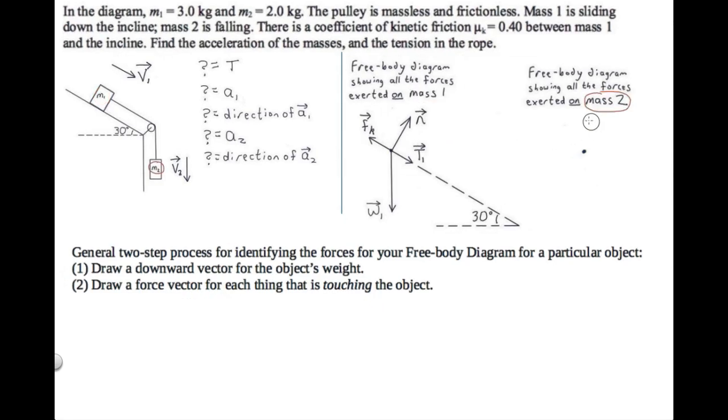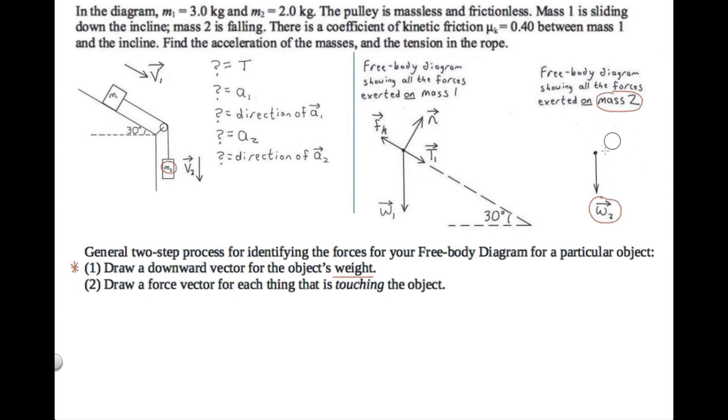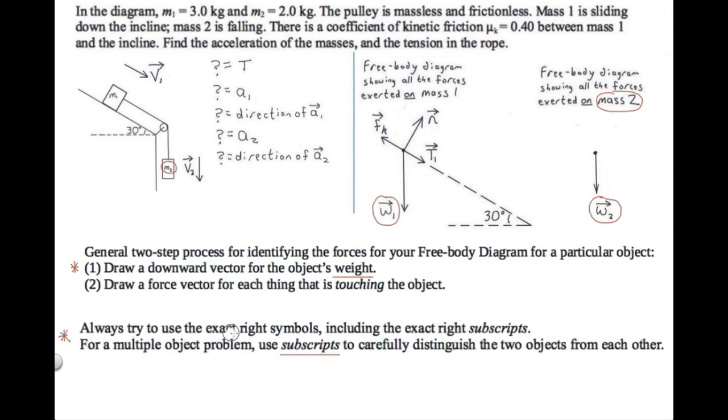Now, let's identify the forces being exerted on mass 2. We begin this diagram by drawing the weight force on mass 2. Always try to use the exact right symbols, including the exact right subscripts. For a multiple object problem, we use subscripts to distinguish the two objects from each other. For this problem, we use 1 and 2 subscripts to carefully distinguish the weight force exerted on mass 1 from the weight force exerted on mass 2.